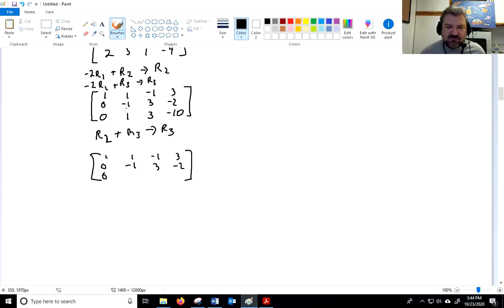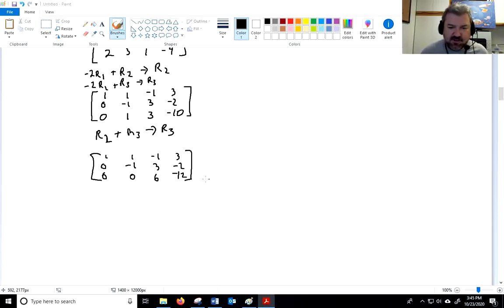0 plus 0 is 0. Negative 1 plus 1 is 0. 3 plus 3 is 6. Negative 2 plus a negative 10 is a negative 12. All right, so I don't have to, but I'm going to go ahead and move to get this as a 1. That kind of moves us from what we call row echelon form to reduced row echelon form, which we'll talk more about in, I think, just a few minutes.